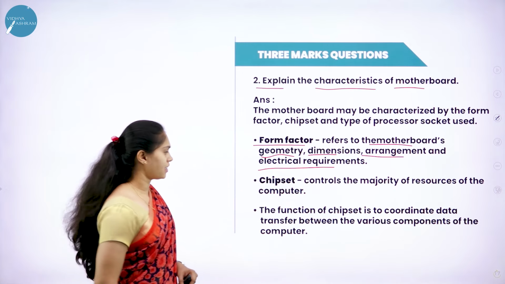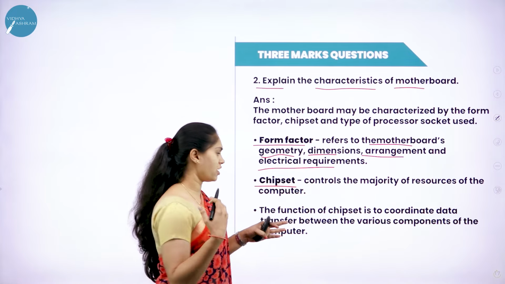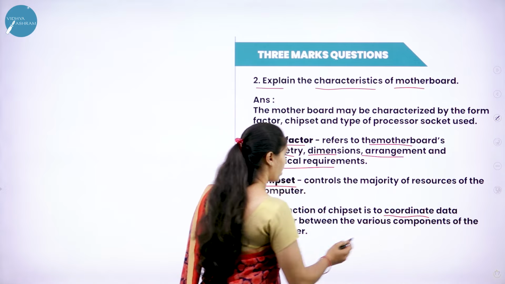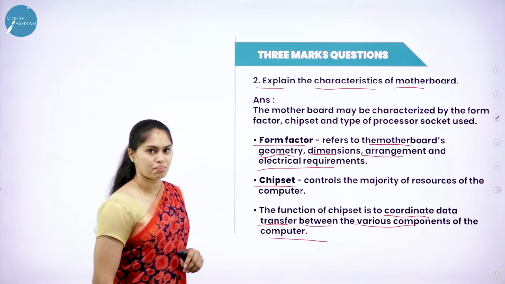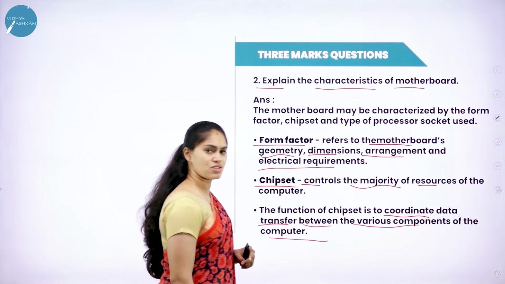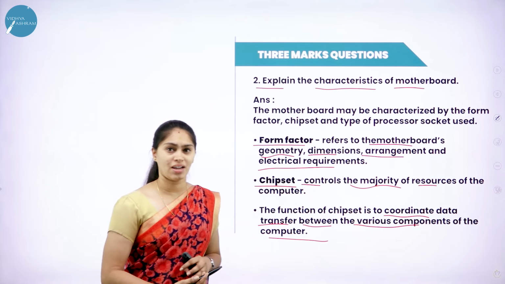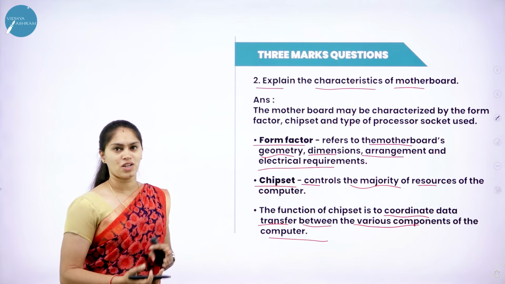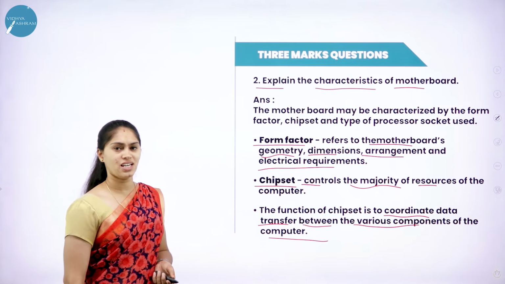What is the second characteristic? That is chipset. Mainly the chipset takes care of the coordination of data transfer between the various components of a computer, and it controls the majority of the resources of a computer, with respect to memory, time, and input and output operations. All those data controls take place with the help of this chipset.